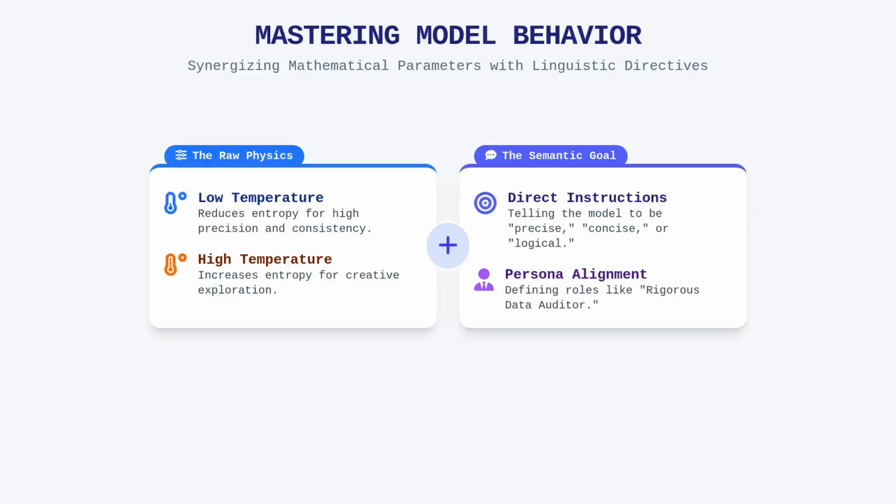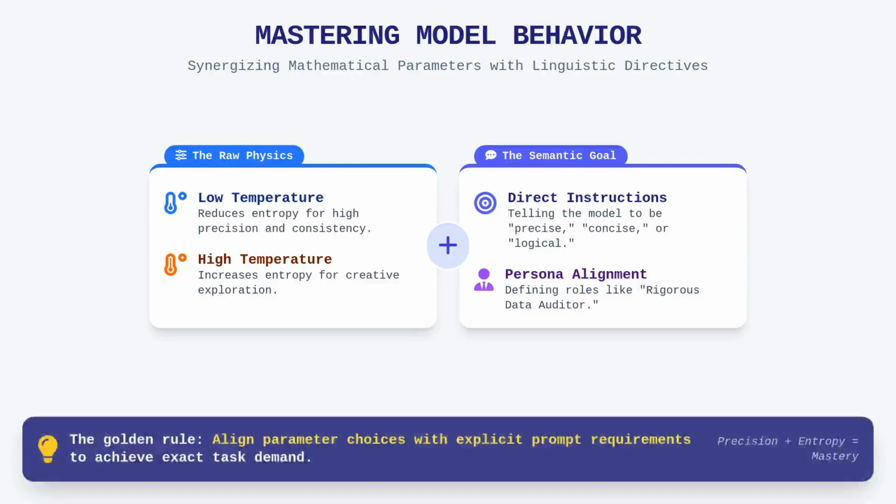It is this combination of parameter-driven entropy and instruction-driven logic that allows for mastery over the output generation process. Focus on aligning your parameter choices with the explicit requirements of your prompt to ensure the model functions exactly as the task demands.